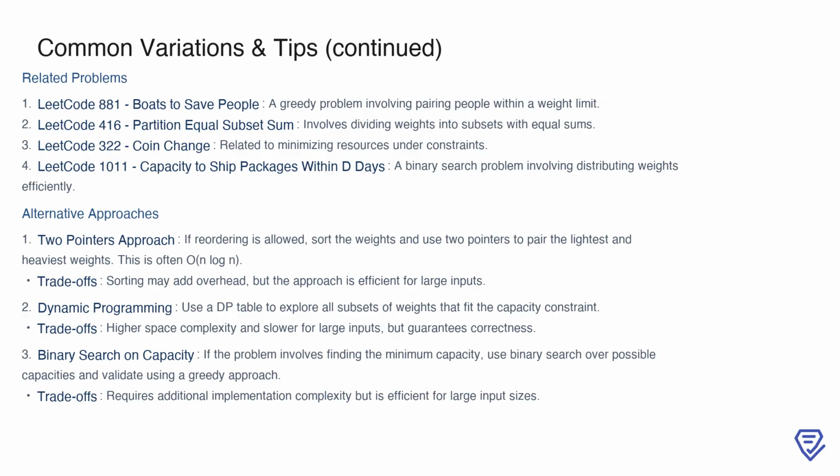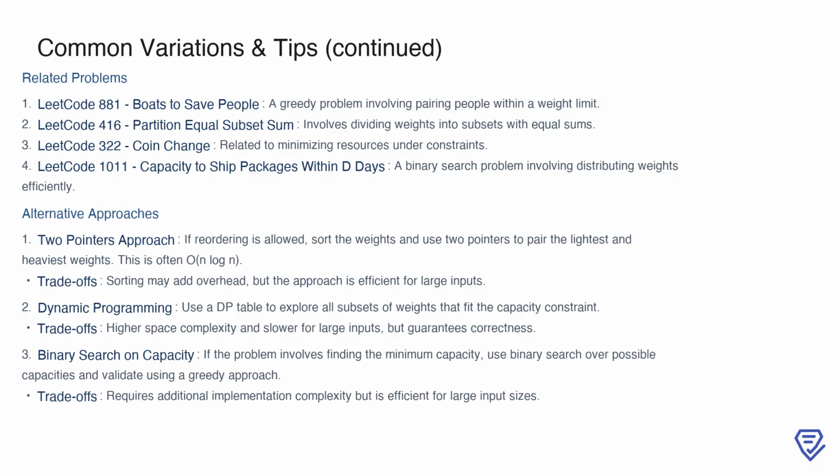For alternative approaches, consider the two-pointers method. If you're allowed to reorder weights, sorting them first and then using two pointers to pair the lightest and heaviest weights is a great strategy. It's efficient with a time complexity of n-log-n, though the sorting step does add some overhead.